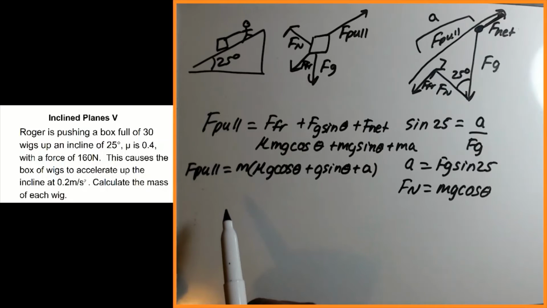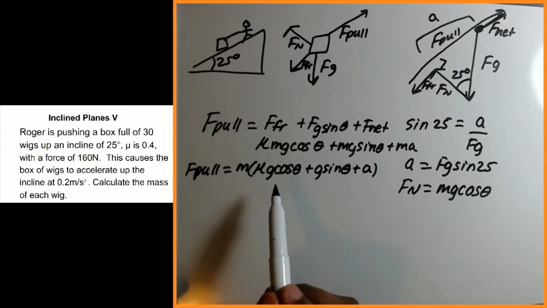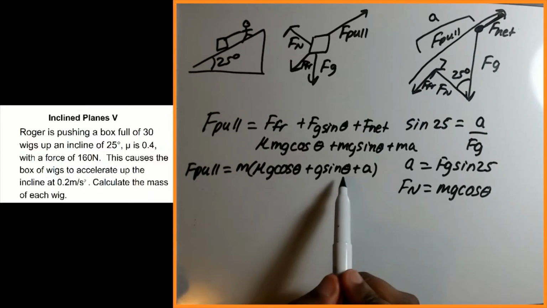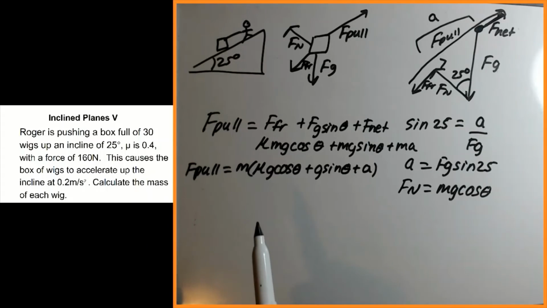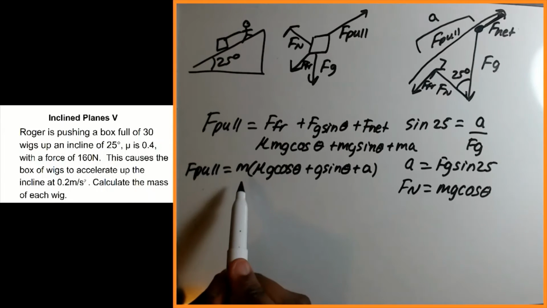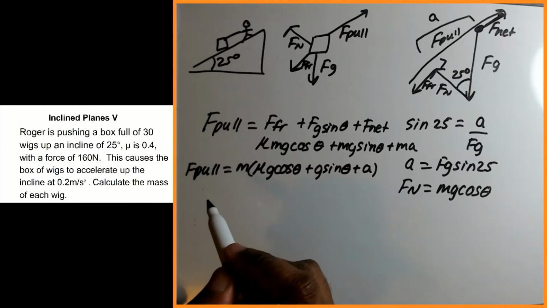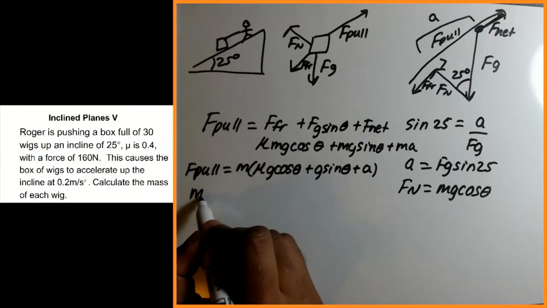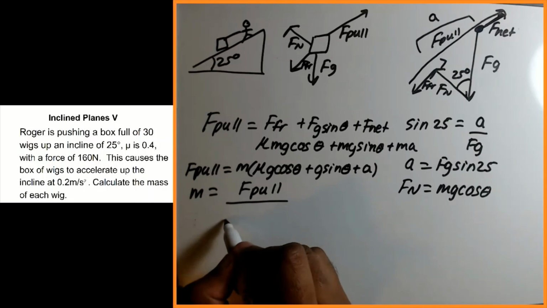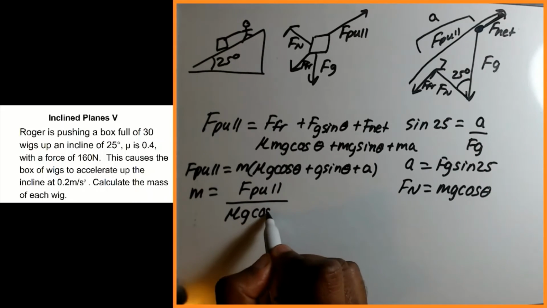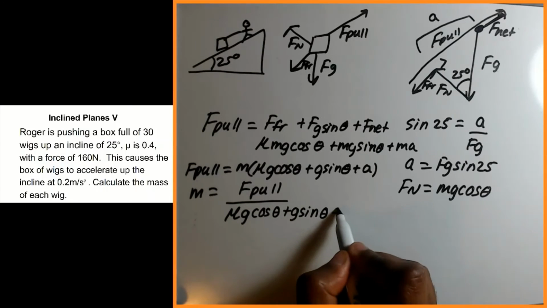And now, technically, we only have one variable, right? So we do know what F pull is. That's given to us. Mu is given to us. G, of course, we know that, and theta is given to us as well. Same thing over here, and acceleration we do know. So good, we're left with one variable, so now it's just a matter of algebra. So all we need to do is grab this big chunk and divide it by F pull. So our expression for m is equal to F pull all over mu g cos theta plus g sine theta plus a.